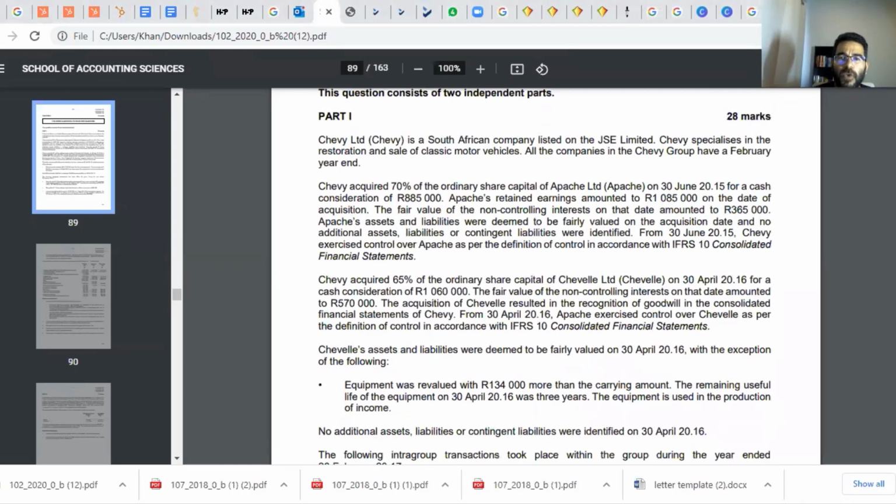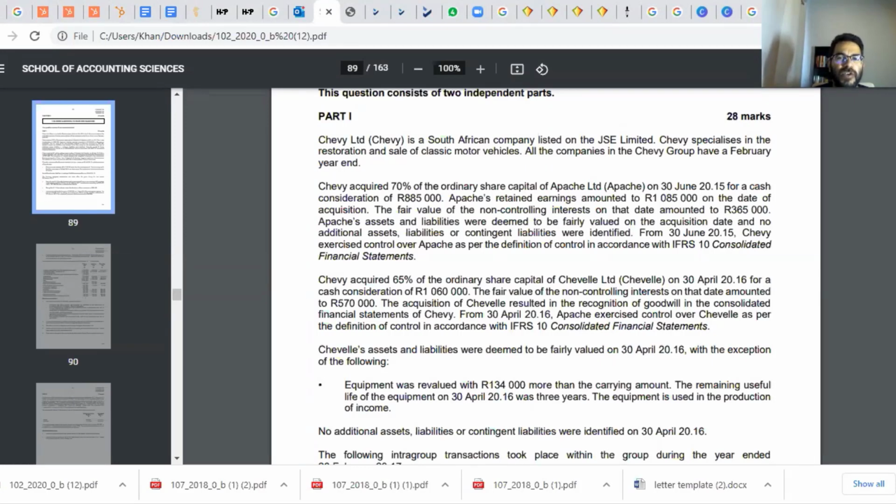So we're going to do part 1, 28 marks. So they say Chevy is a South African company listed on the JSE Limited. Chevy specializes in the restoration and sale of classic motor vehicles. All companies in the Chevy group have a February year end. So there's just some background in that paragraph. Nothing much for us, but I think the one important point would be that we have a February year end. So that's an important aspect.